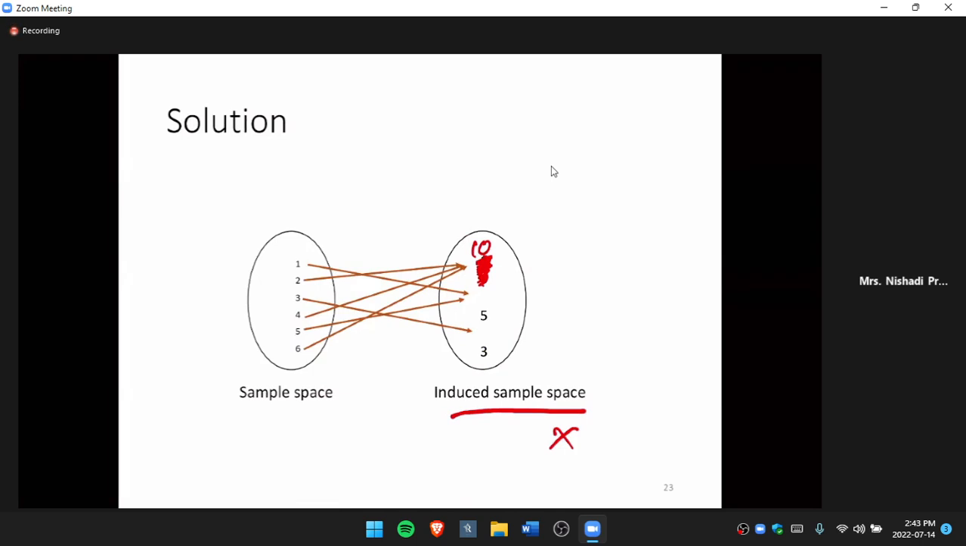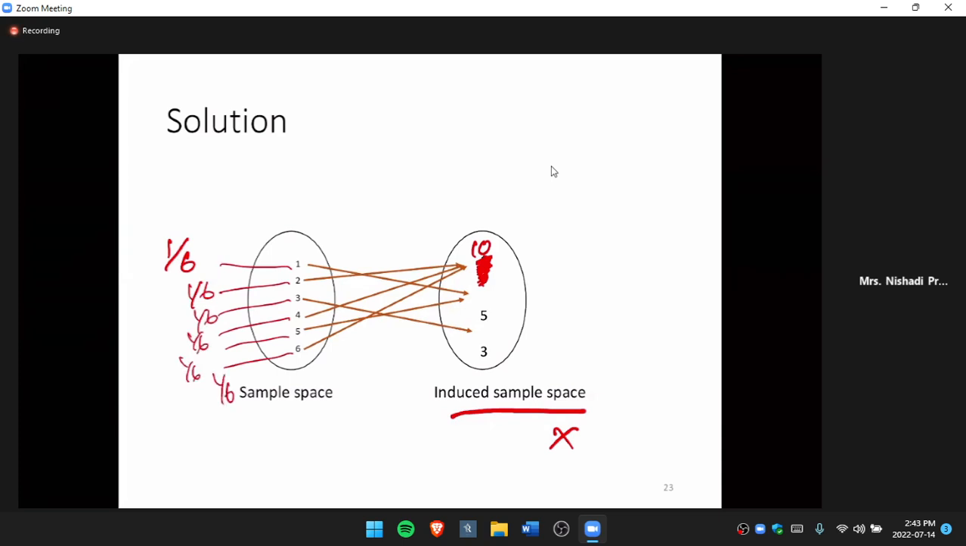Before finding the associated probabilities of 10, 5, and 3, it is better to find the associated probability of each sample element in the original sample space. And you know, the probability of getting number 1 is 1 over 6, since the die is fair. We have a fair die now. Therefore, the probability of getting each number is 1 over 6.